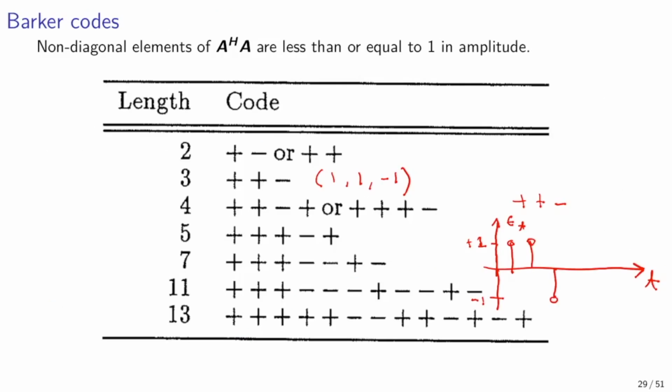Here is a table of all known binary phase Barker codes. The longest sequence known to exist has a length of 13 bits. In this table, the pluses and minuses are the values of the signal samples. For example, plus plus minus would be 1 1 minus 1, as shown in this little plot that I've sketched.